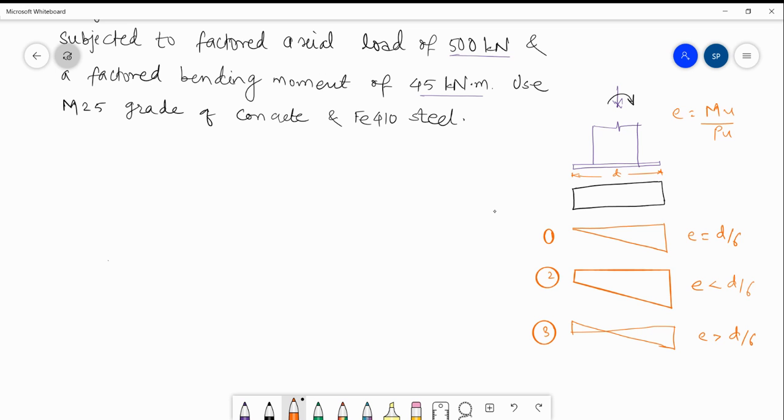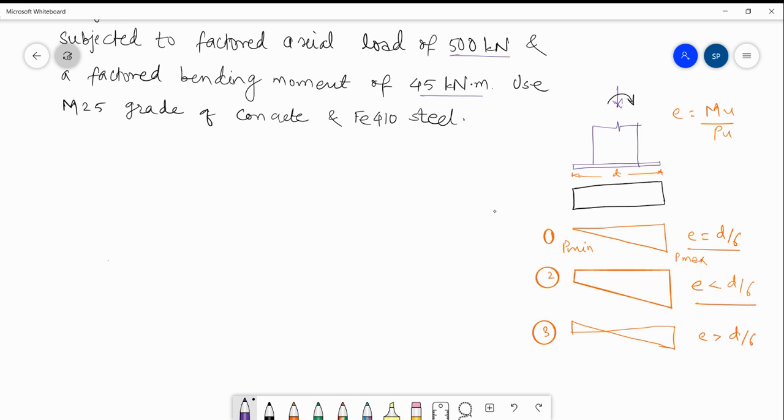So there can be two options, either e equal to D by 6 or e less than D by 6. For ease in calculations, you can continue with e equal to D by 6. At the left end it will be P minimum, and at the right end it is P maximum. So these are the values. Likewise, you will have to proceed with the design of this isolated moment resisting base.